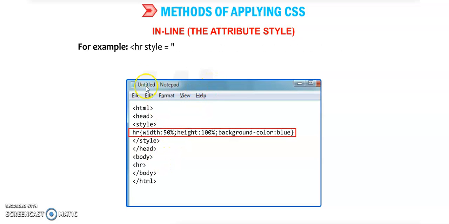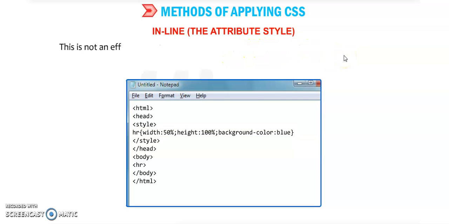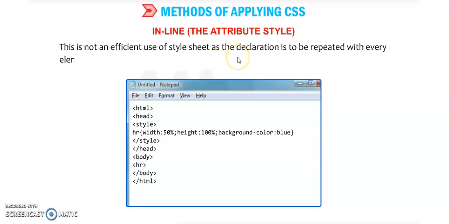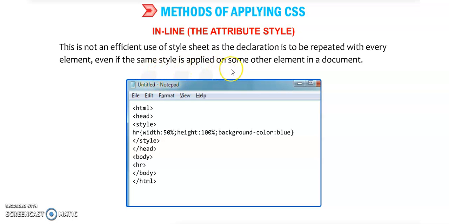You can see, for example, HR style, then width colon 50%. We will separate this with a semicolon, then we will write height 100, background-color blue. So this is not an efficient use of style sheets, as the declarations have to be repeated with every element, even if the same style is applied on some other element in our document.